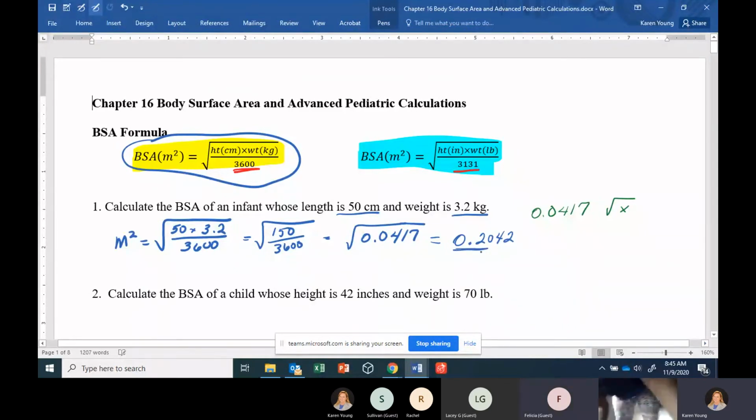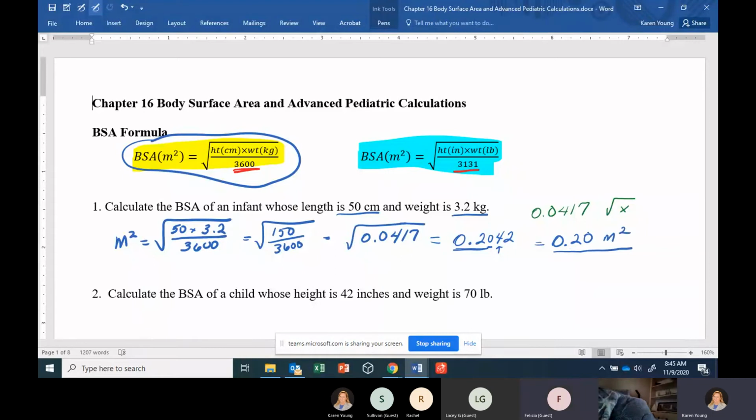Our meter squared is 2 decimal places. So I'm going to look at the 4, it doesn't change the 1. So it's going to be 0.20 meters squared. Normally we don't do the trailing zeros, but on this one we're going to, with the BSA, we can do the trailing zero.